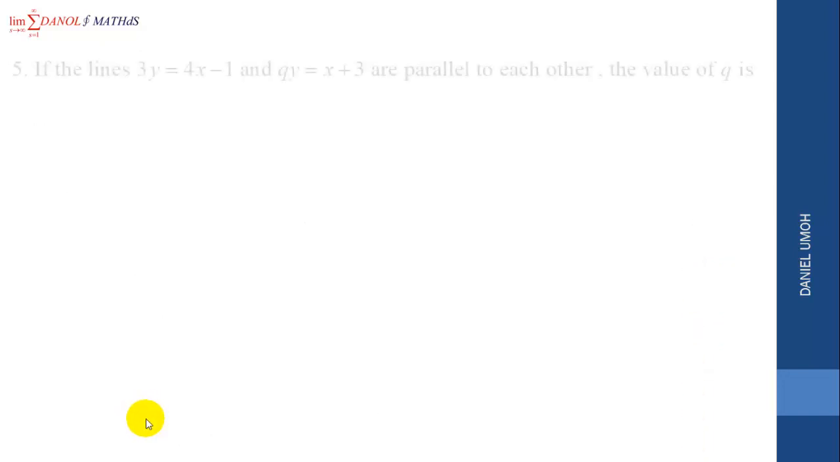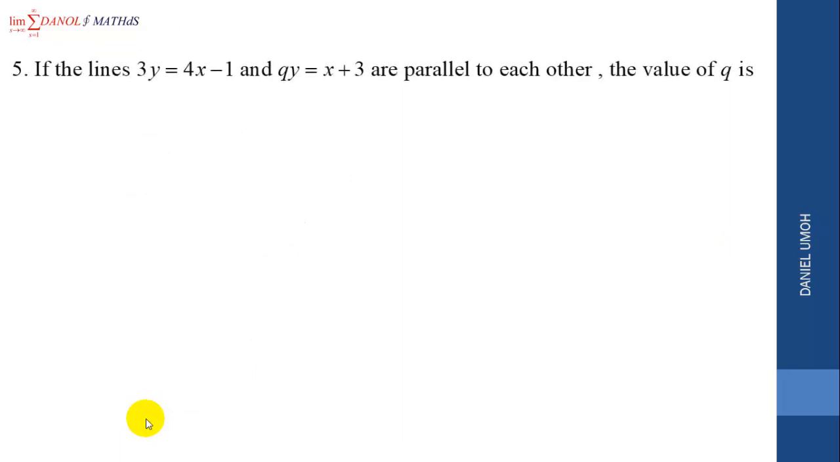Question 5 says, if the lines 3y equals 4x minus 1 and qy equals x plus 3 are parallel to each other, what is the value of q? Okay, there are two lines and below are the options. Let's quickly look at the solution.